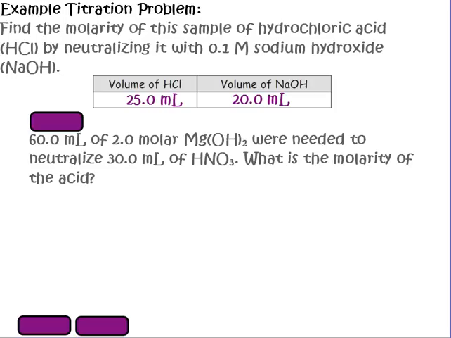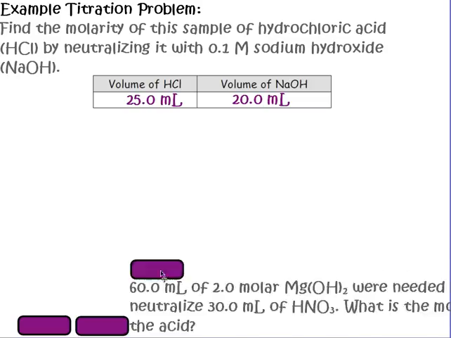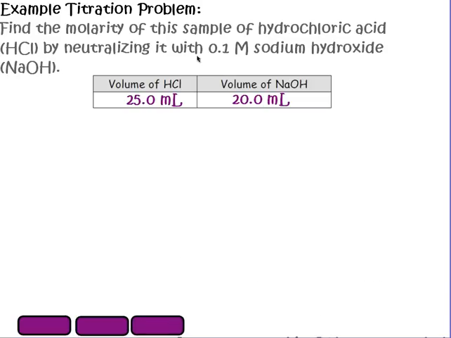Okay, here's an example titration problem. It says that we're going to find the molarity of a sample of hydrochloric acid, and we're going to neutralize it with a 0.1 molar sodium hydroxide solution. And so you can see here that I started with 25 milliliters of the hydrochloric acid solution, and I used 20 milliliters of the base.